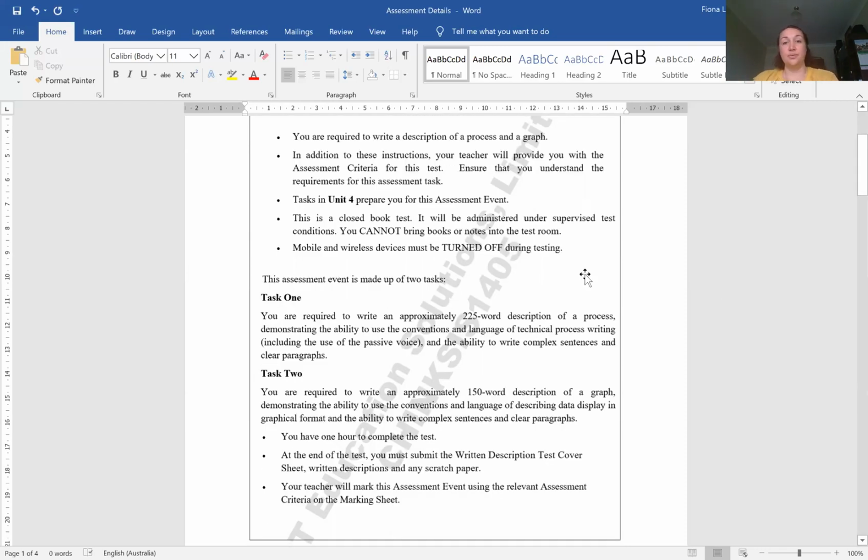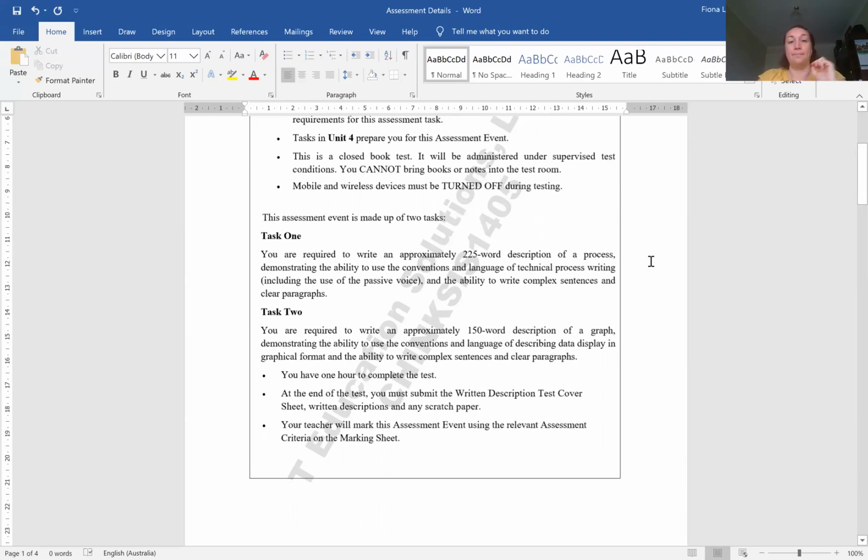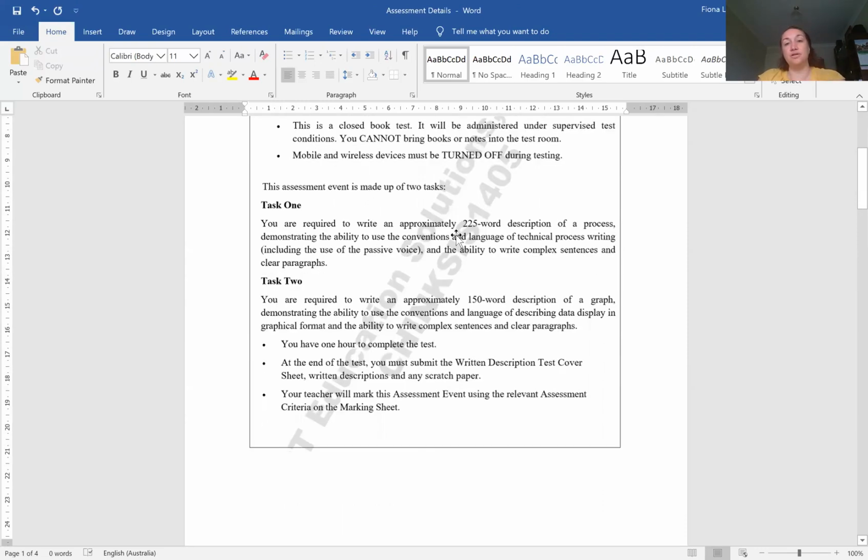Tasking unit for Prepare You, so that's what we're doing at the moment. It is a closed book test, and there will be someone in there with you observing you during this test. The assessment event is made up of two tasks. Task 1, you are required to write an approximately 225-word description of a process, demonstrating the ability to use conventions and language of technical process writing, including the use of passive voice. Remember in the last class that we did, it talked about using passive voice, so there's no association with the item itself. And the ability to write complex sentences and clear paragraphs.